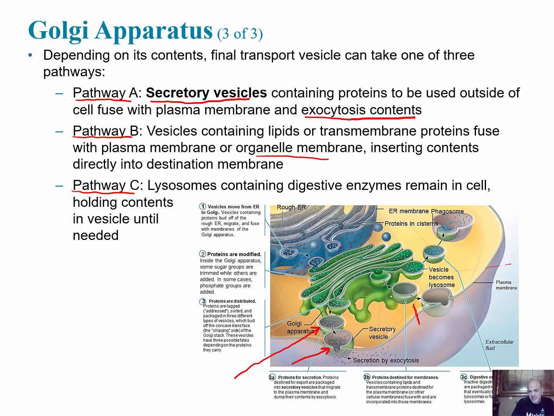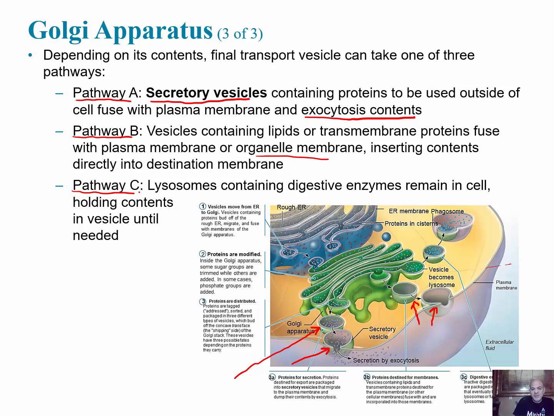So you see pathway B right here. We have this vesicle coming off, and it's going to contain contents that, when the vesicle comes in and fuses right here with the membrane, get placed within that membrane. So pathway B would be the second option, where the materials get placed within the membrane for whatever functions they might have.